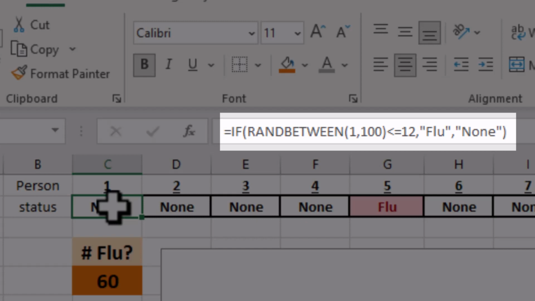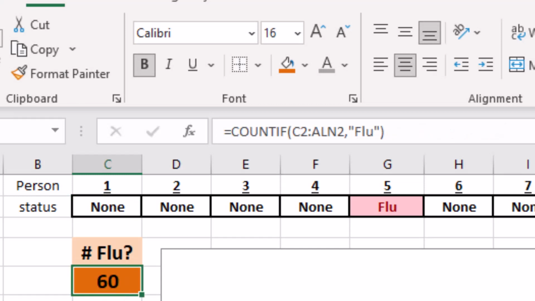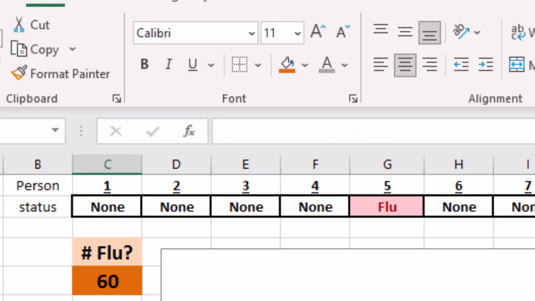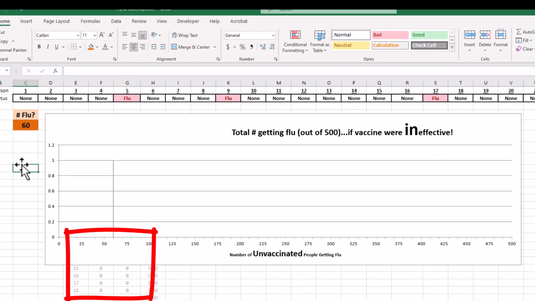Beautiful. Now, it's going to be a pain to check all those people as we scroll to the right. So we're going to keep track of that right here in this cell. That's going to tell us how many people have the flu at this particular juncture. Also, I've included this handy dandy graph right here, which is going to graph the results as we do them over time. So right now, there's only one spike in this graph, and that's because in that particular sample of size 500, 60 people got the flu.